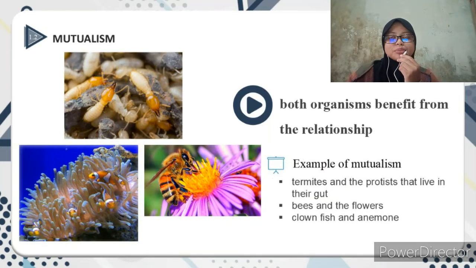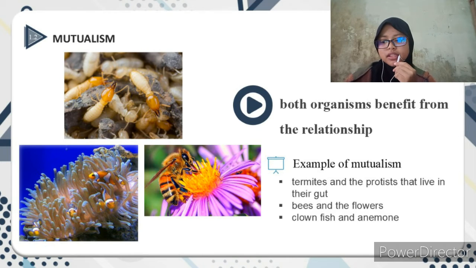The next one is mutualism. Mutualism is a symbiotic relationship in which both organisms benefit from the relationship. Some of these relationships are so close that one species cannot survive without the other. An example of mutualism is termites and the protists that live in their gut. The protists help the termite to digest the cellulose contained in the wood and release the nutrients needed by the termite. In return, the termite provides food supply and a protected environment for the protists to live, which is in the termite's gut.